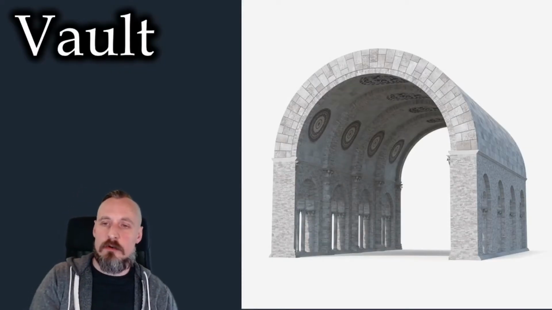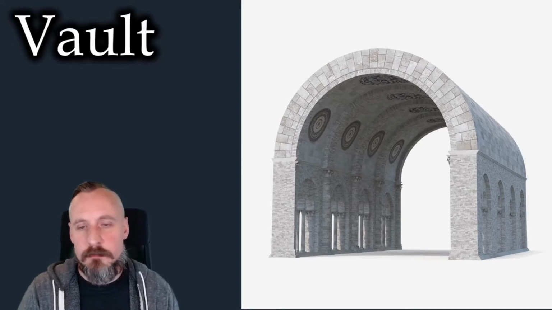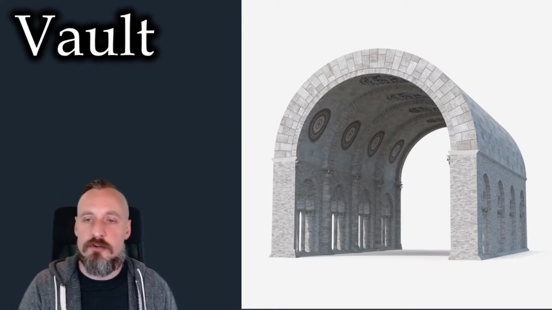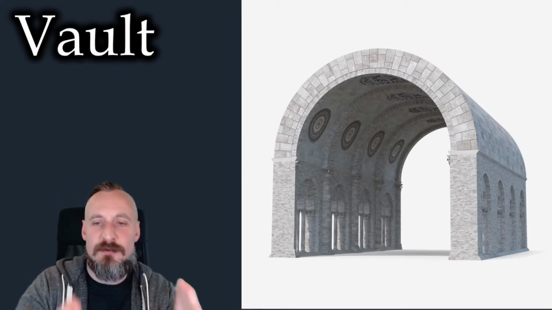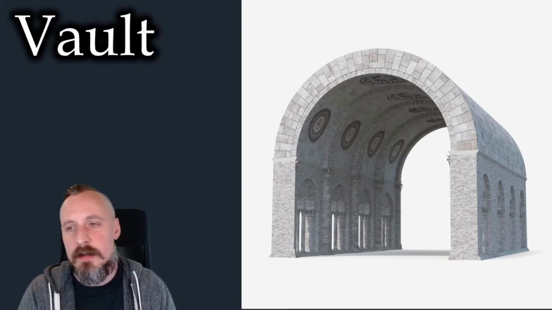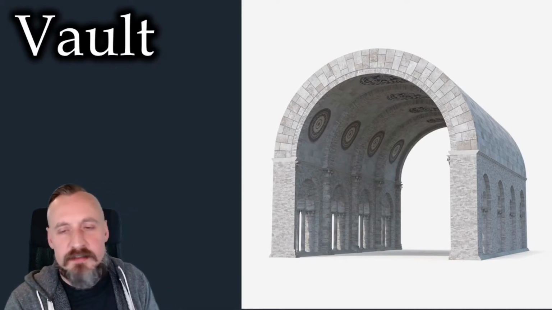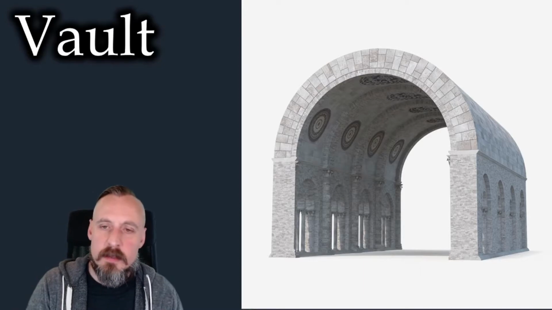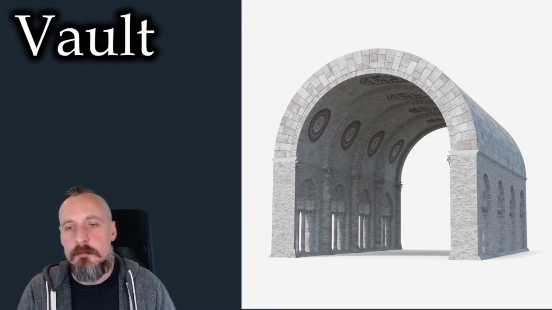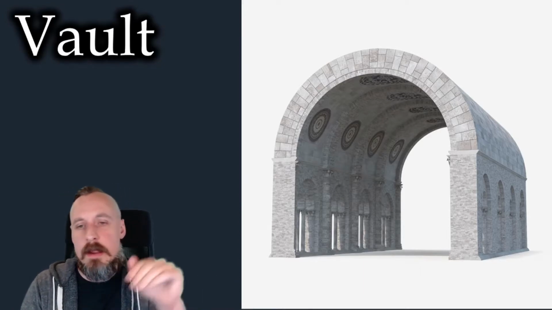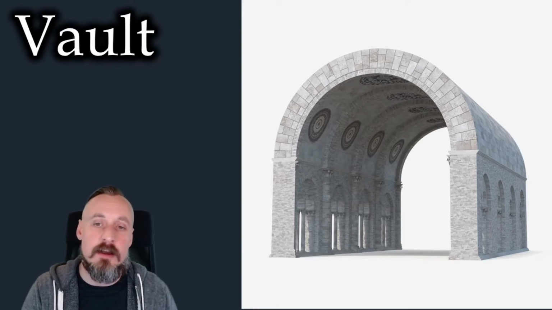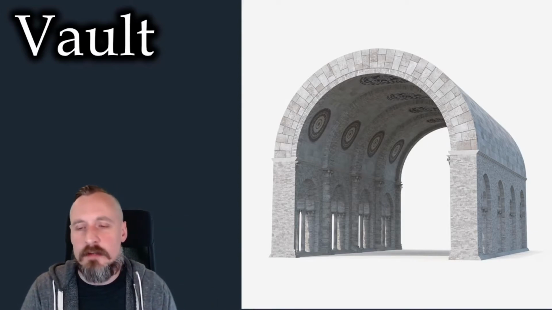So our next keyword is a vault. And a vault is very simple. If you take an arch and you continue it, you extend it or extrude it out, you have a vault. And this simple rounded vault is called a barrel vault. In fact, if you cut the rounded part off and continued it all the way around, it would look kind of like a barrel. And that's why it's called a barrel vault.